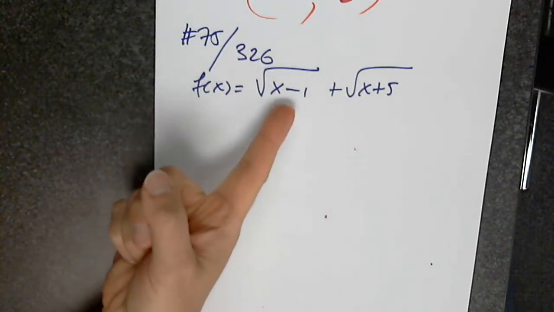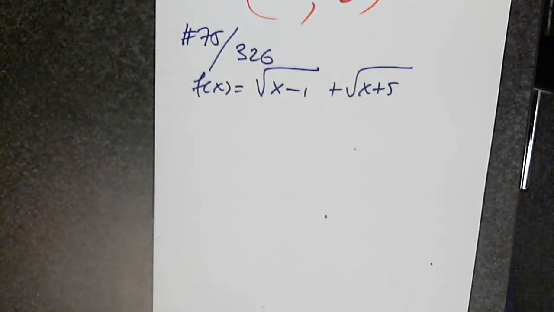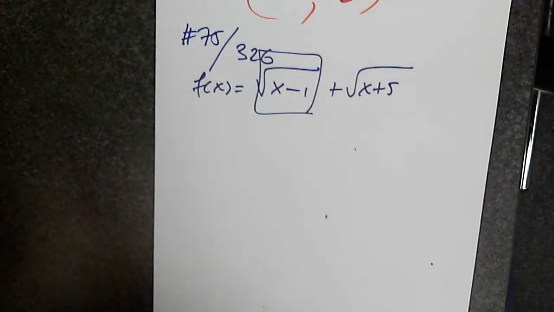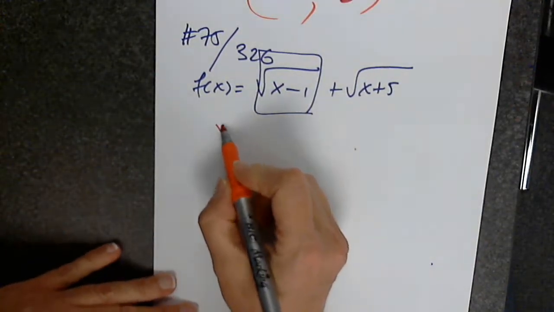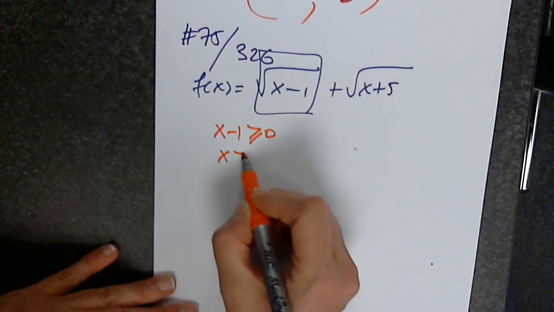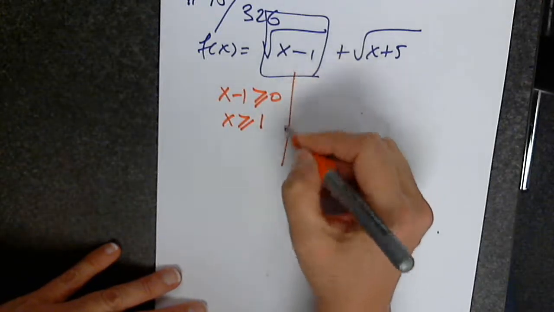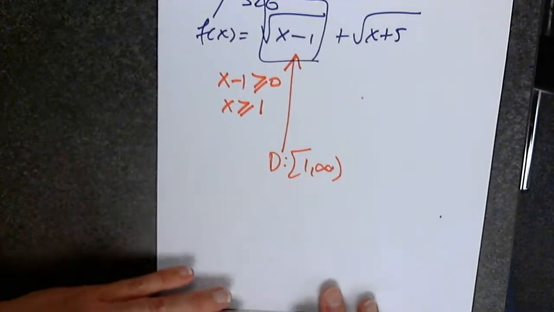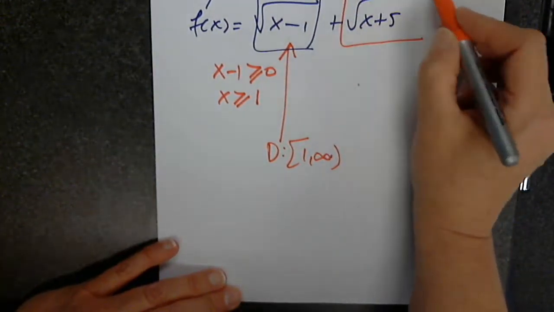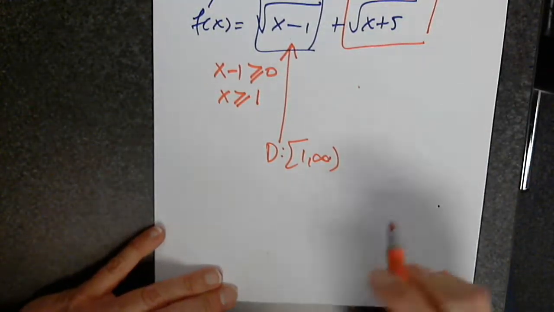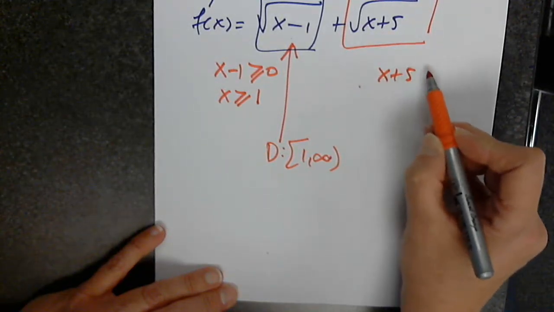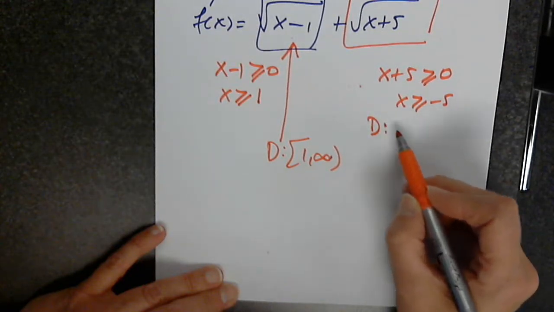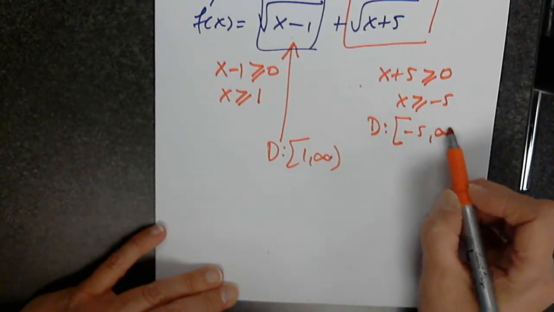So what is the condition that I have to write for the first function? For this function, solve it to determine the domain of that piece. So I have to write this, and then indeed x is greater than or equal to 1. So this piece has domain 1 to infinity. Now for this piece, what do I have to write and solve? So the domain of this piece is negative 5 to infinity.